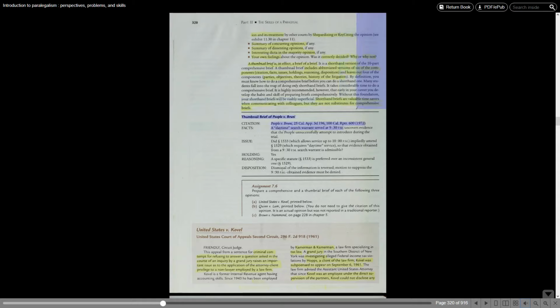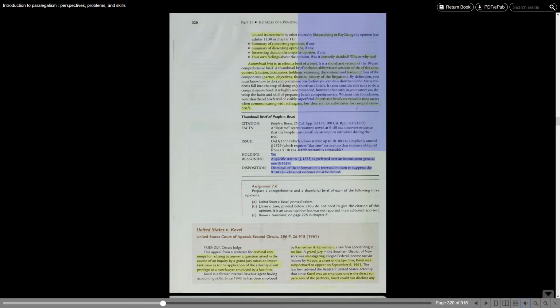Thumbnail brief of People v. Bruni. People v. Bruni, 25 Cal.App.3d 196, 100 Cal.Rptr. 600 (1972). A daytime search warrant served at 9:30 p.m. uncovers evidence that the people unsuccessfully attempt to introduce during the trial. Did 1533, which allows service up to 10:00 p.m., implicitly amend 1529, which requires daytime service, so that evidence obtained from a 9:30 p.m. search warrant is admissible? Yes. A specific statute, 1533, is preferred over an inconsistent general one, 1529.